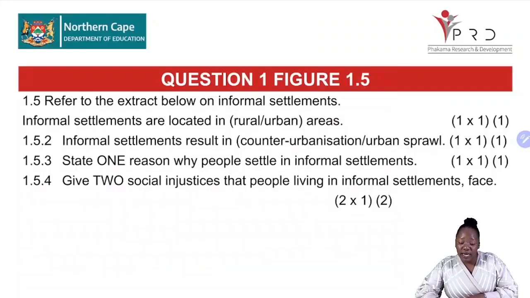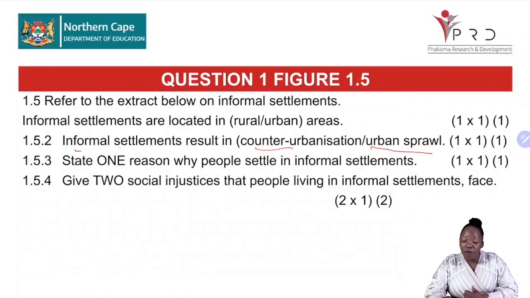The first question says, the informal settlements are located. Is it in the rural or in the urban areas? That's your first question. You need to choose where they are located. Then the second question: the informal settlement results into counter-urbanization or into urban sprawl. Those are two concepts that you need to understand. So we're looking at the informal settlement that will result in either of these terms. Is it counter-urbanization or is it urban sprawl?